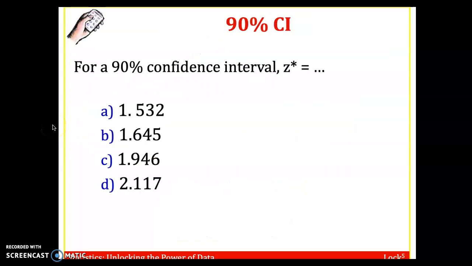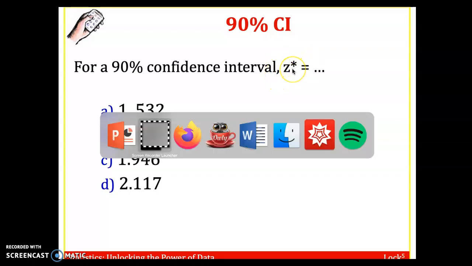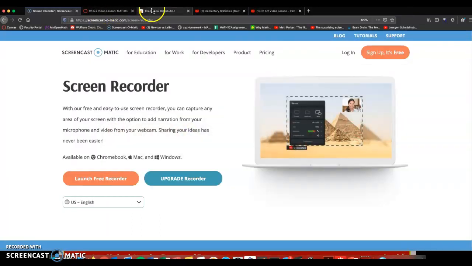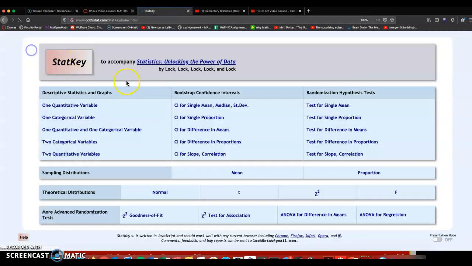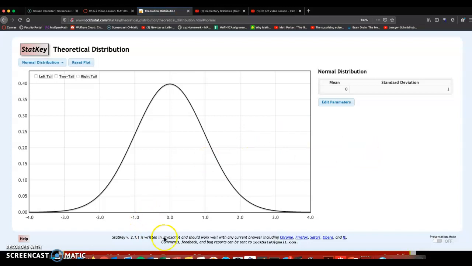So if we were to take a 90% confidence interval, what would Z-star be? How do we get this? Z-star comes from the normal distribution. We go to that normal distribution here on StatKey. And if you see anything with Z or Z-star, that means do not change the mean and standard deviation. They should stay 0 and 1.